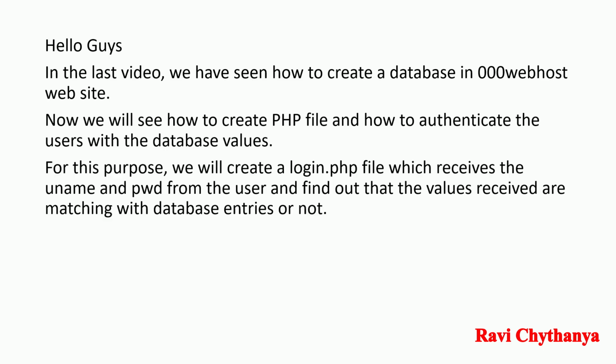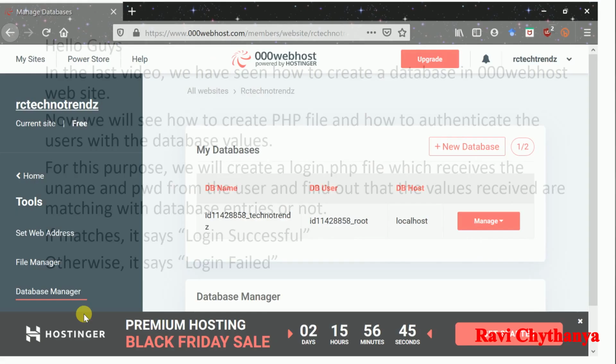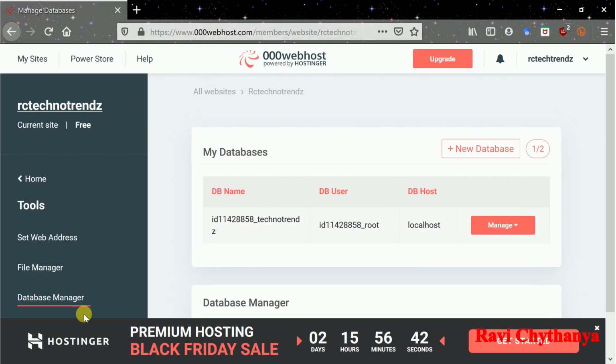with the database values. For this purpose, we are going to create a login.php file in Triple Web Host website, which is going to receive the username and password from the user and finds out whether the values are matching with the database entries or not. If it matches, then it is going to say that login successful, otherwise it is going to say login failed. So now we are going to see how to create the PHP file into my website.